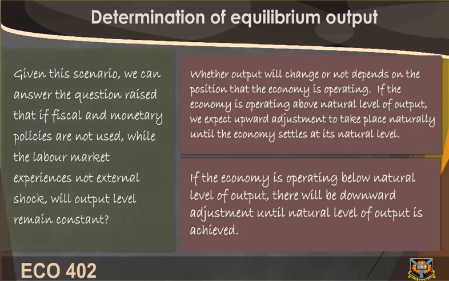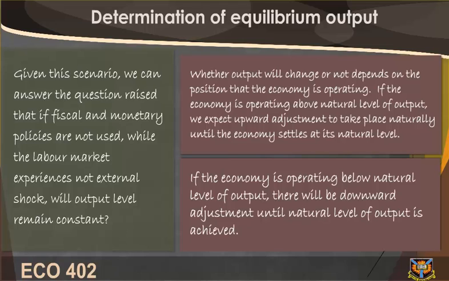Given this scenario, we can answer the question raised: if fiscal and monetary policies are not used while the labor market experiences no external shock, will output level remain constant? Whether output will change or not depends on the position that the economy is operating. If the economy is operating above natural level of output, we expect downward adjustment to take place naturally until the economy settles at its natural level.